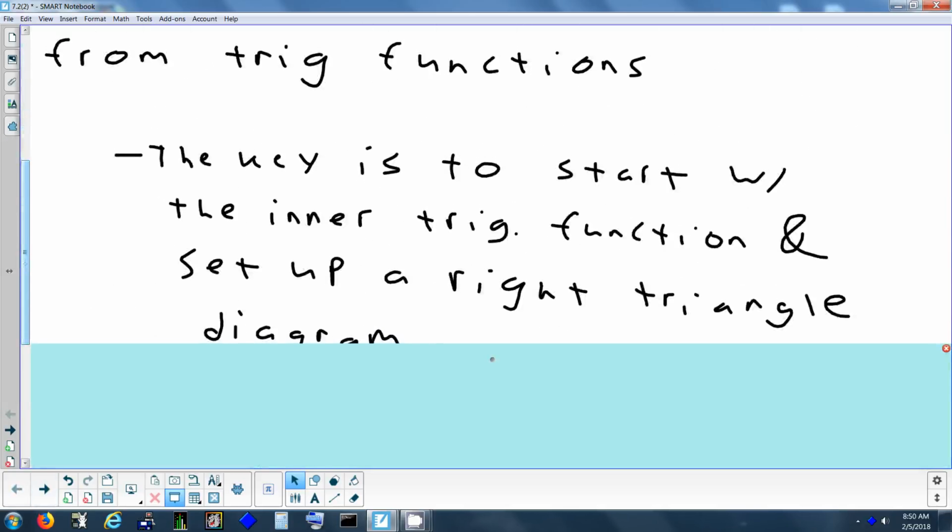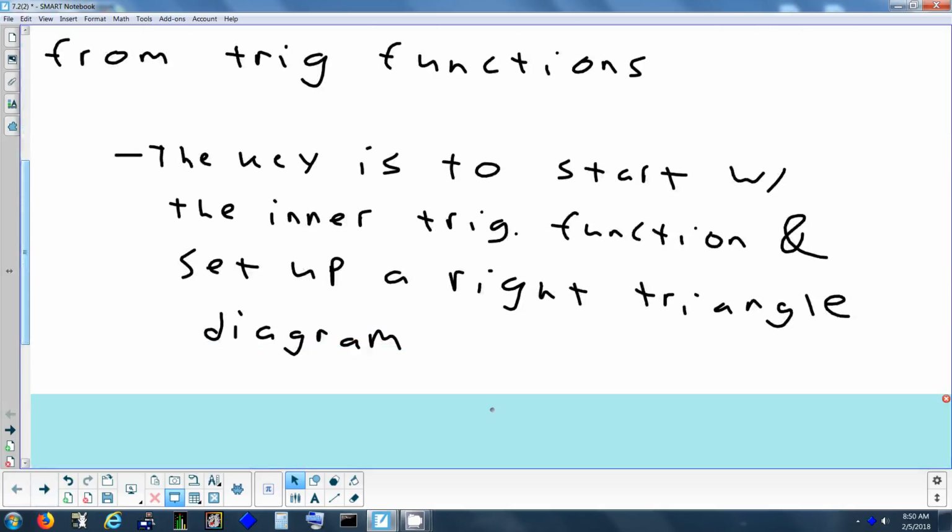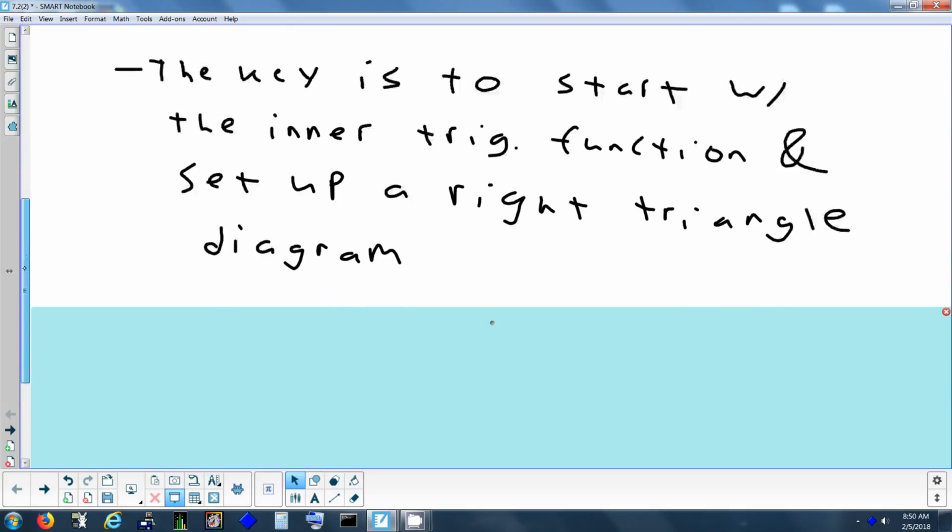So the key is we're going to start with the inner trig function, and we're going to draw a diagram on it. For the type of problem we're going to start with, we're going to draw a diagram that represents the inner trig function. You're going to kind of forget about the outer one. The outer one doesn't even really matter until the very end of the problem.